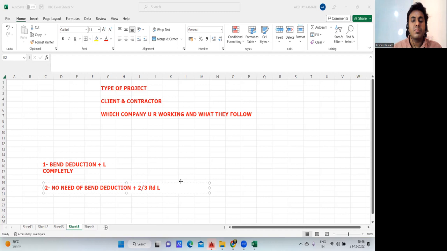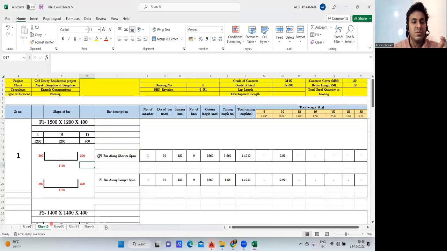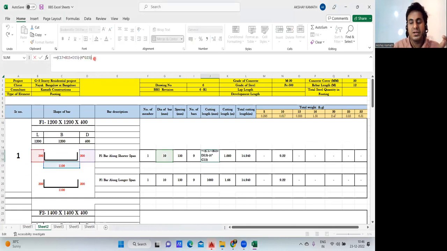Let us say this is another company where you are working, or maybe that particular company is following this particular method or bar bending schedule. No problem. Then you follow the same thing. Come here. What are we supposed to do? We are supposed to not apply the bend deduction, and we can take the depth up to 2/3. So in that case, simple. Come here. Wherever you have applied the bend deduction, that is -4 into, you delete this part.